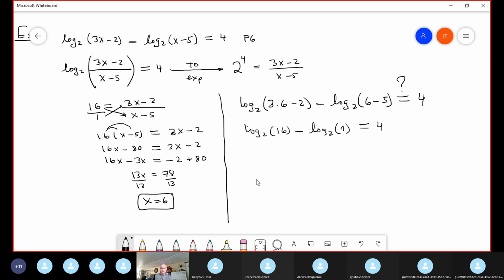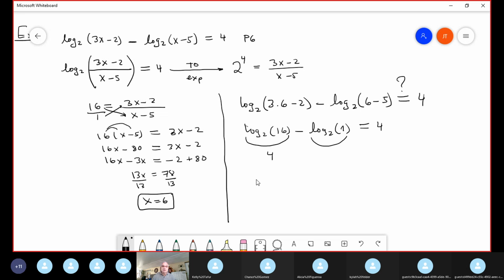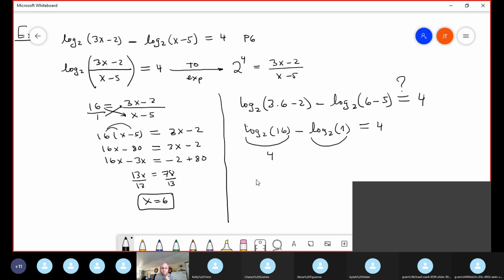What is the logarithm base 2 of 16? Remember, by hand or calculator? 4. By hand, a 4. Natalie takes a 4. This is a 4. And what about this one? Logarithm base 2 of 1 is 0. Logarithm of 1 is always 0. And 4 minus 0 is 4.